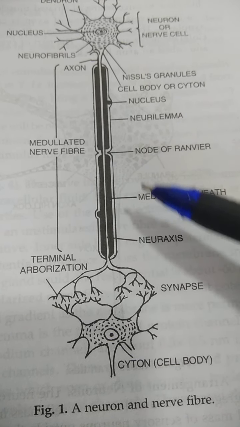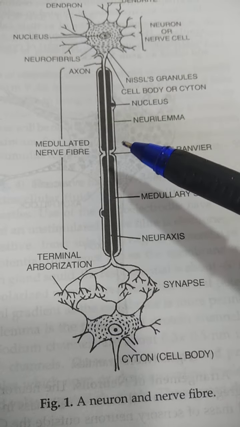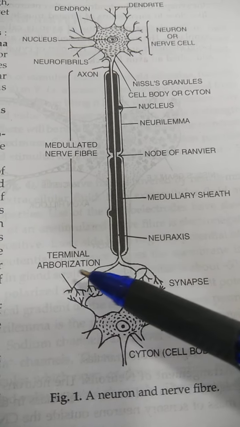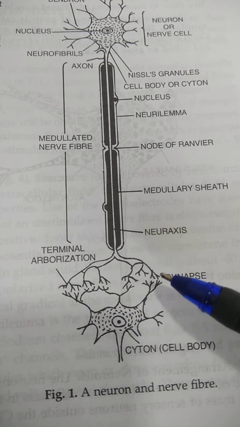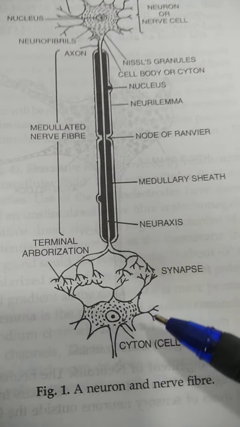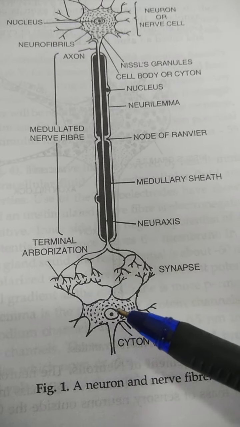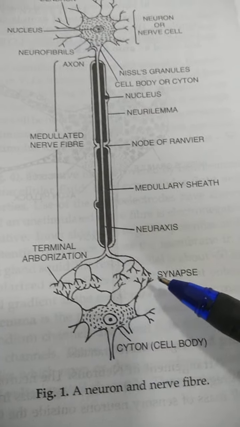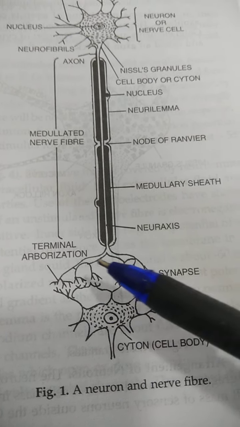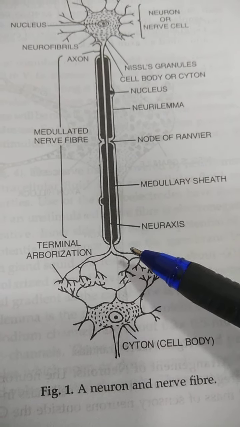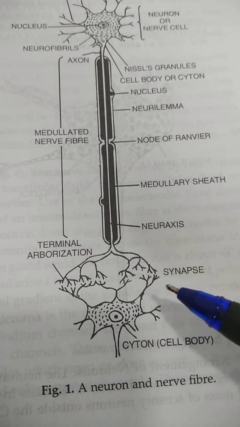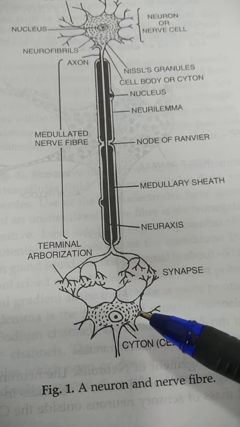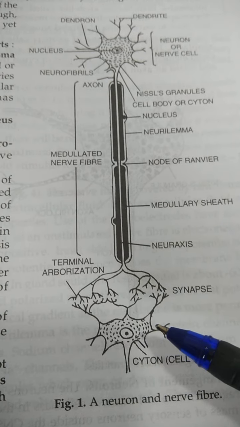Later on, this axon terminates into small terminal arborization, the small branches. And this is again the cyton of the next neuron. This is the place where the terminal arborizations of the axon make a synapse, or a connection, with the dendrites of the next neuron. So this was the diagram I have explained.